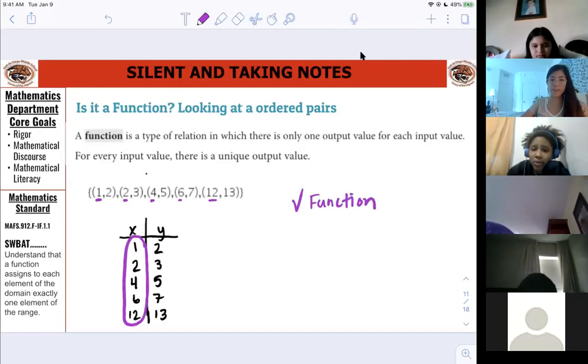So you're going to do the same thing in the next problem. You all ready? Basically you look at the x, and if a number is repeating, then it's not a function. Right.